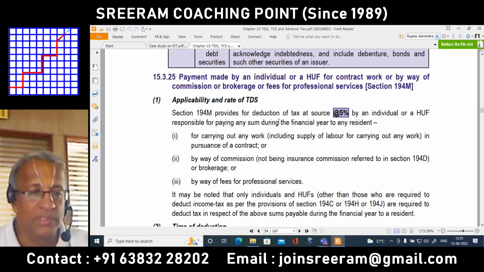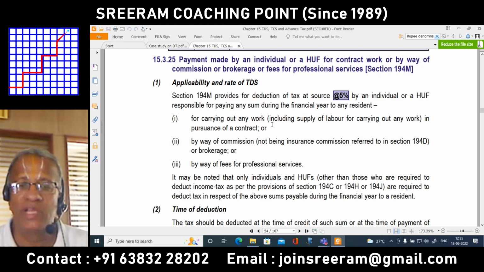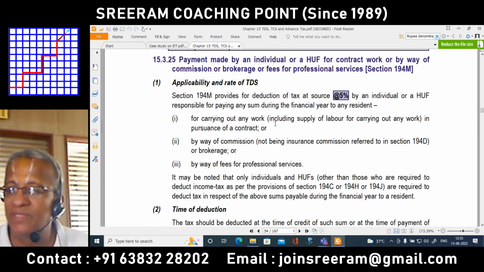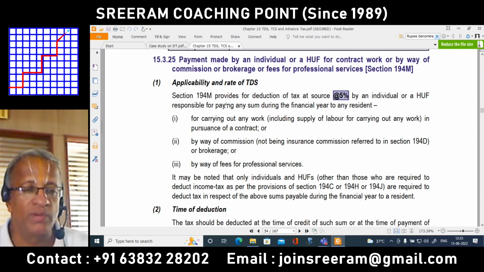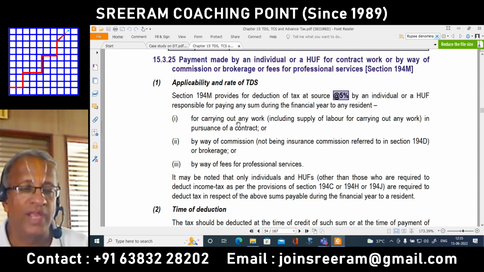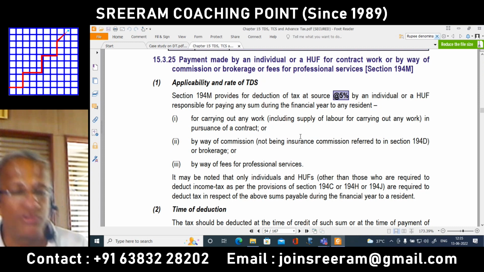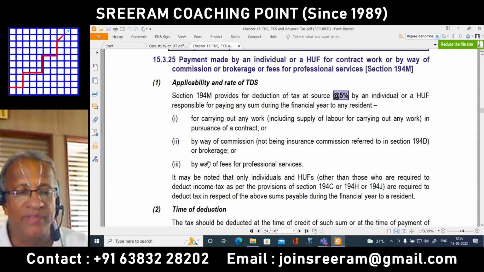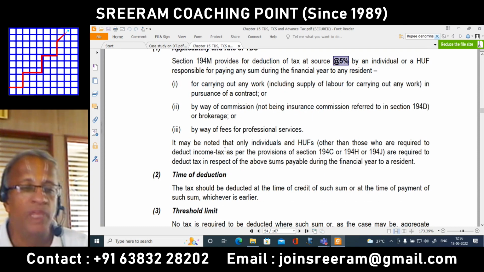Applicability and rate of taxation. Section 194M provides for deduction of tax at source at the rate of 5% when an individual or HUF is responsible for making any sum during the financial year to any resident for carrying out any work, including supply of labor for carrying out any work in pursuance of a contract, by way of commission not being covered under 194D, and by way of fees for professional services. It may be noted that only individuals and HUF other than those who are required to deduct income tax as per provisions of section 194C, 194H, and 194J.